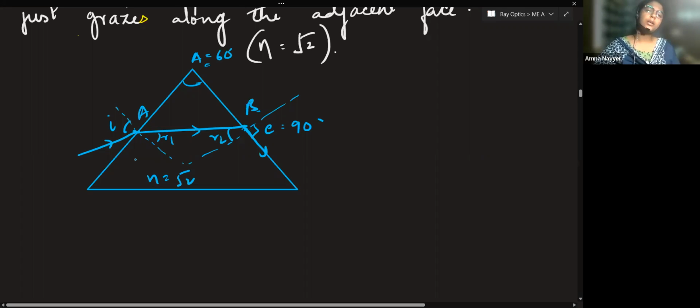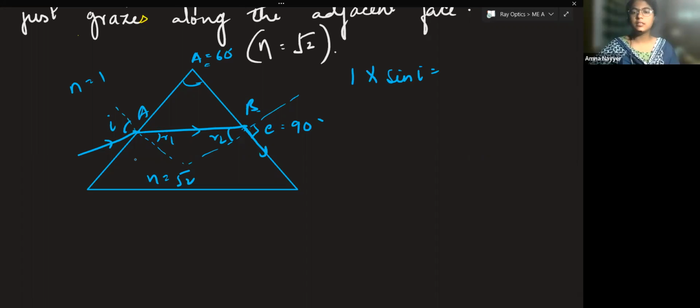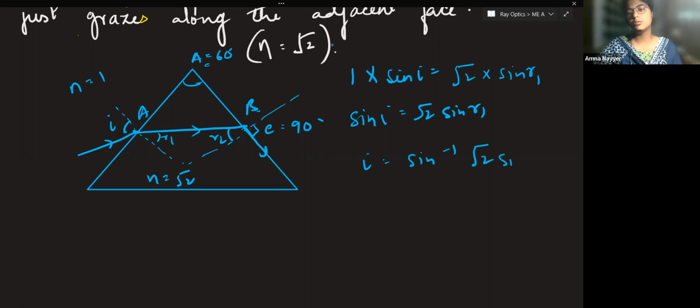If you apply Snell's law here, the refractive index here is 1, so 1 into sin I is equal to root 2 into sin R1. From here, we just have to calculate incidence angle, no? So sin I is equal to root 2 sin R1. I can be written as sin inverse of root 2 sin R1. Now tell me class, is this answer fine? Should this answer have some more quantities? This is enough, this is correct, or this is insufficient? What do you think about this answer?